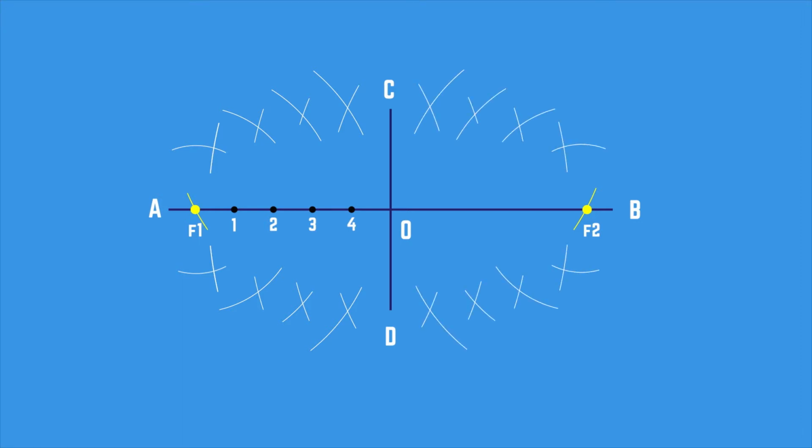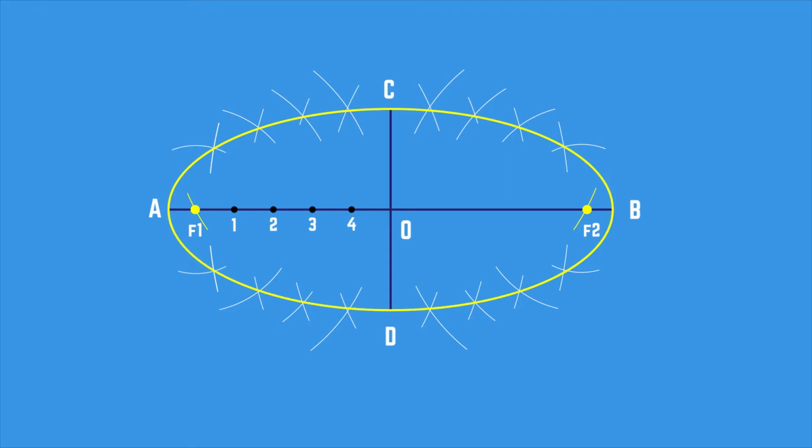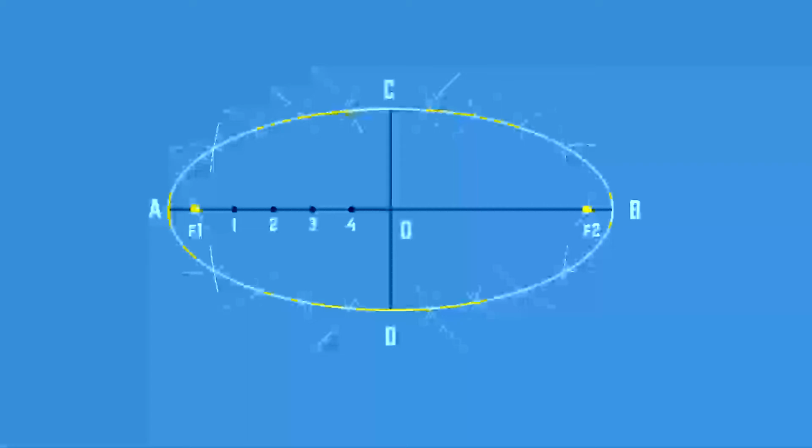Finally draw a smooth curve by joining the points where they are intersecting. And this is the required ellipse with major axis 100 mm and minor axis 50 mm. That's it guys. This is the explanation about how to draw an ellipse using the arc of circles method.